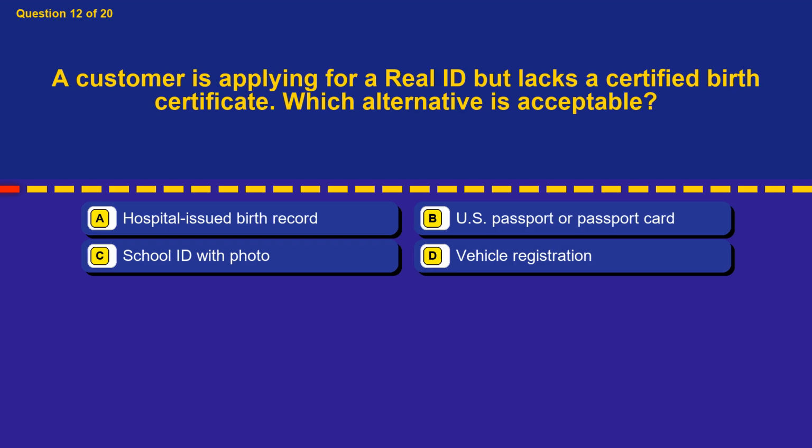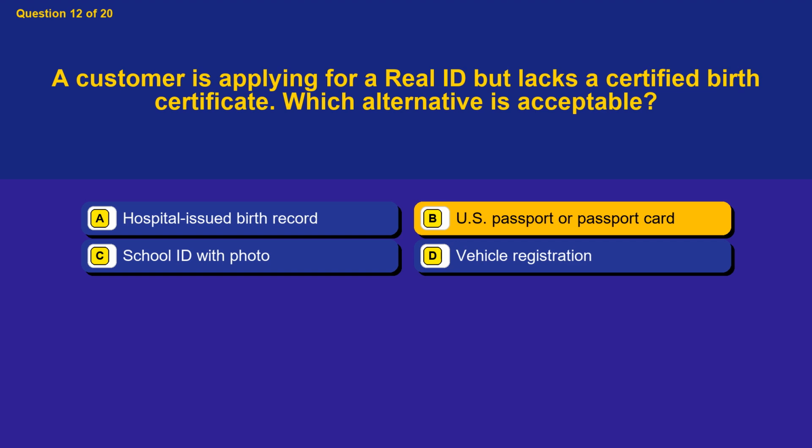Question 12. A customer is applying for a Real ID but lacks a certified birth certificate. Which alternative is acceptable? Option A, hospital-issued birth record. Option B, U.S. passport or passport card. Option C, a school ID with photo. Option D, a vehicle registration.